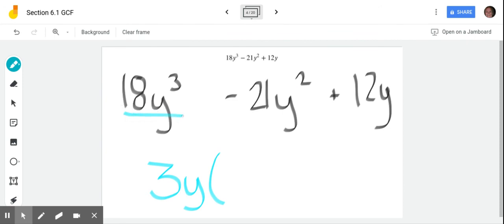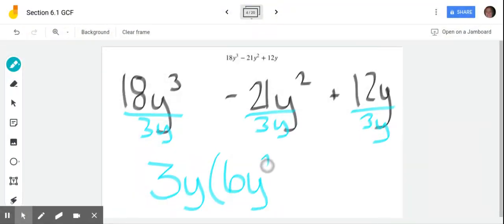Now we're going to take each term and divide by the GCF. And what we're left with is 6y squared minus 7y plus 4.